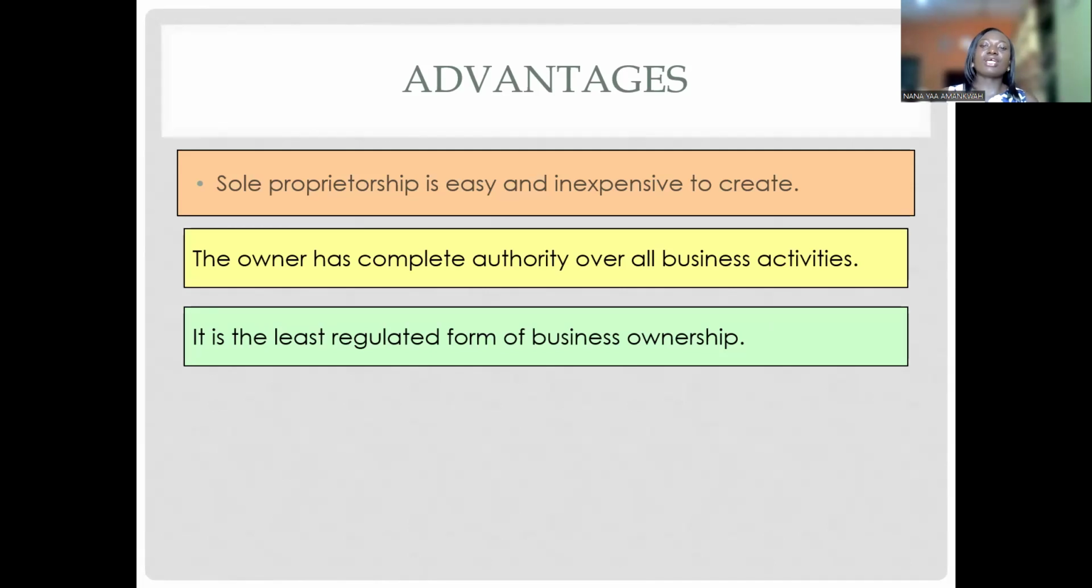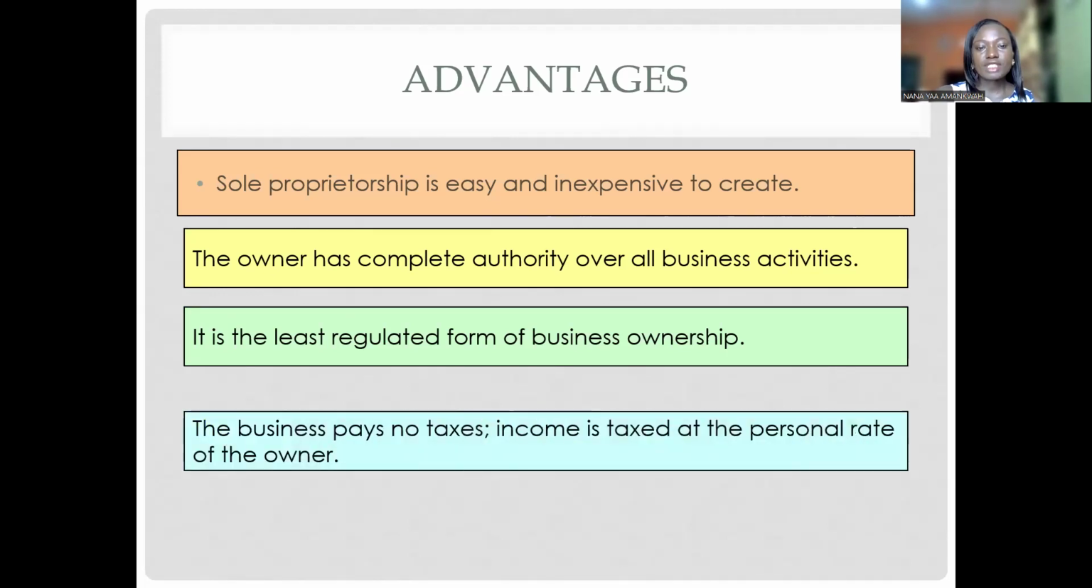The government doesn't involve itself so much in sole proprietorships. Okay, the business pays no tax. So the individual who owns the business is actually the one who pays taxes, but the business itself, I've not seen any banana seller, vendor, or food vendor paying taxes on the food they are selling. They just pay levies to the district and what have you. Okay, and that settles it. They pay taxes as individuals, but that business does not file for tax clearance and pay all of that. They don't do that.